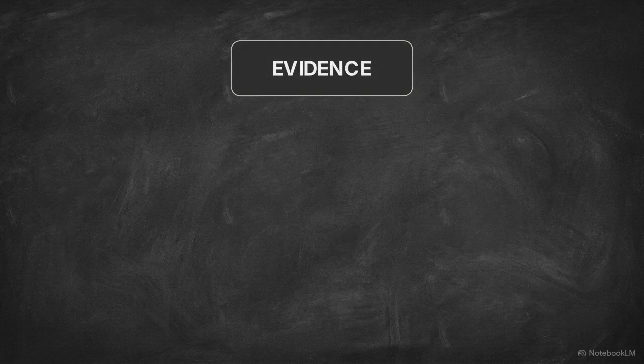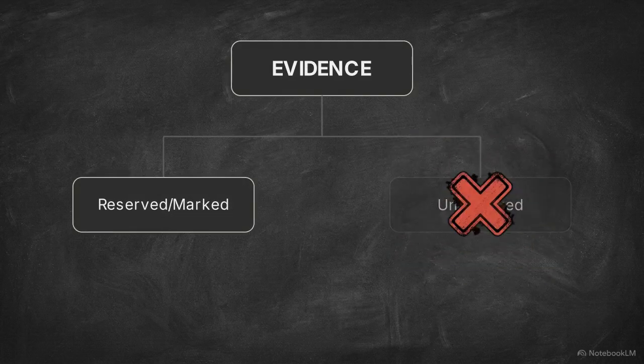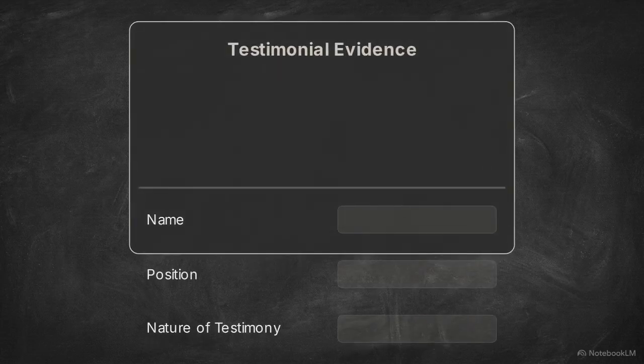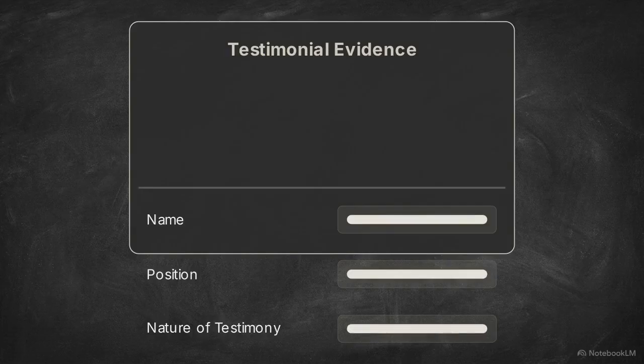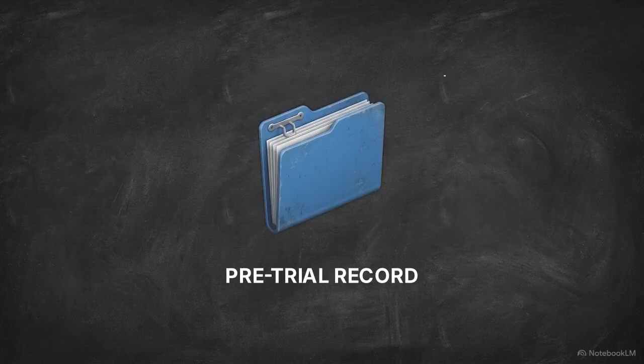Section 2 enforces an absolute rule of reservation. Any evidence not marked or specifically reserved during the pretrial conference is barred from presentation. Reserving testimonial evidence requires specific details: the name, the position, and the nature of the testimony for every proposed witness. For documentary or object evidence, the reservation must include a particular and detailed description of the item to be presented.